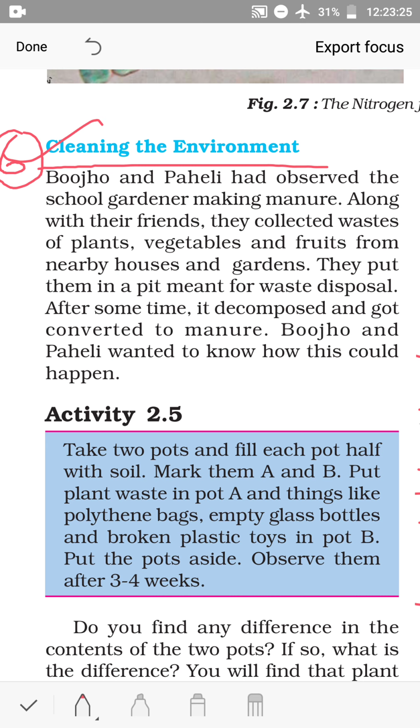And the microbes act on these dead leaves of plants, or the dead remains of plants and animals, and convert them into manure. Thus they are cleaning the environment and also helping in the recycling of nutrients.